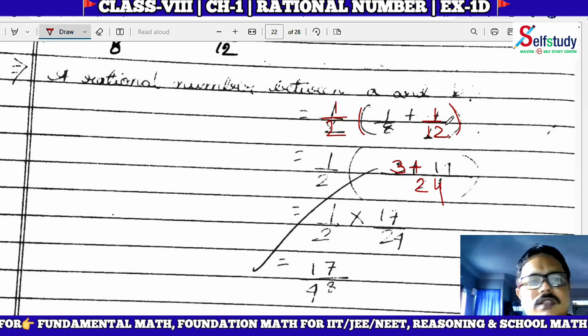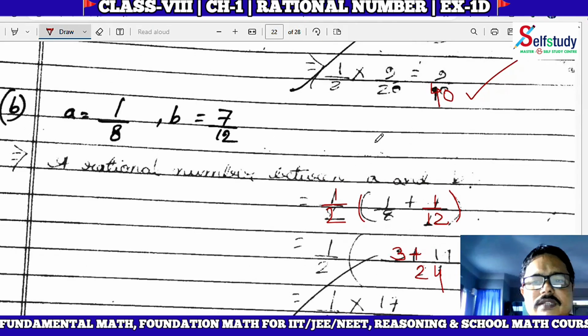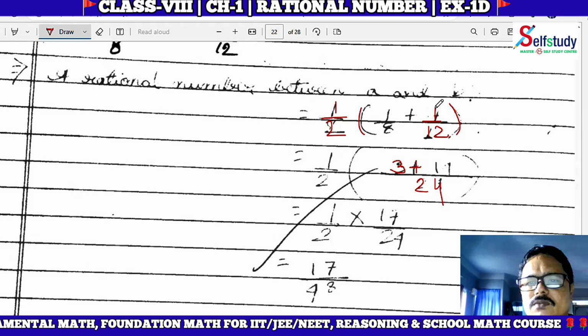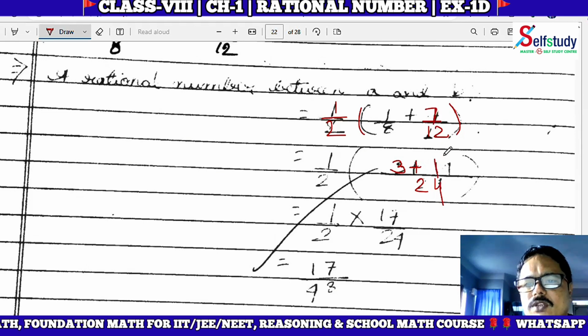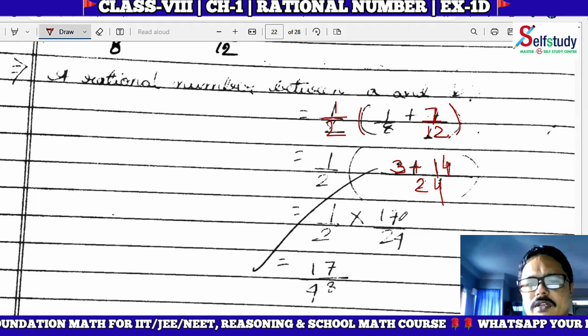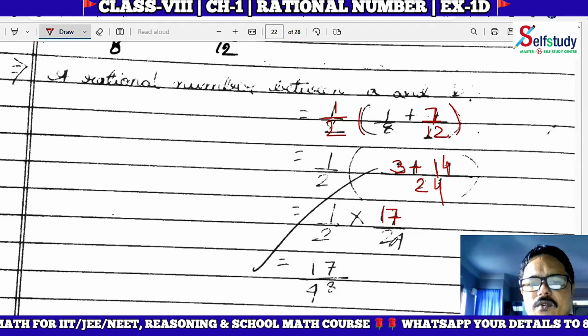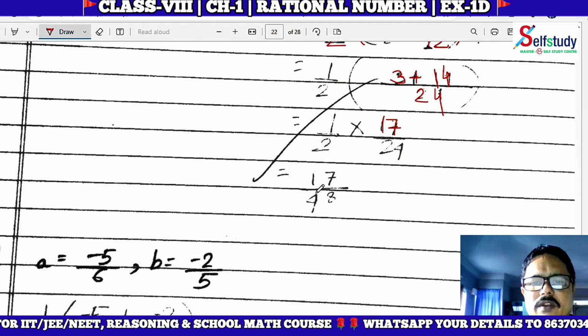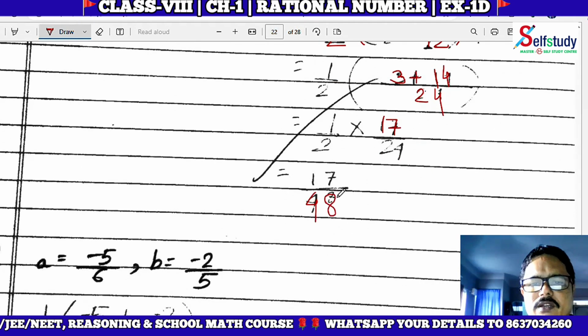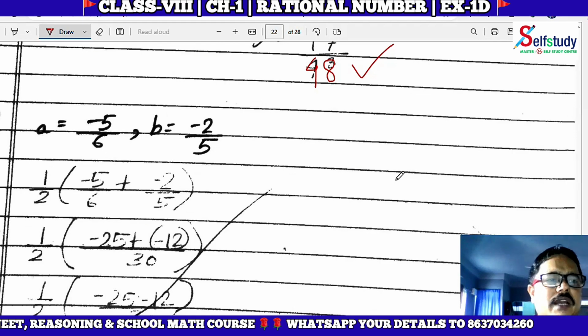So this is 7 by 12. Actually this was 7 upon 12. So 12 2s are 24, so this will be 7 2s are 14. So 14 plus 3 is 17 upon 24, and if you multiply by half it will be 17 upon 48. So this is the answer of the second.